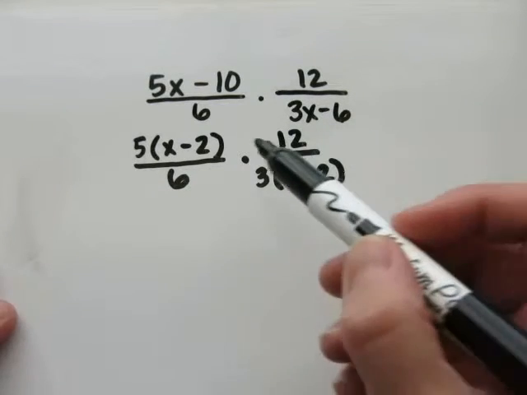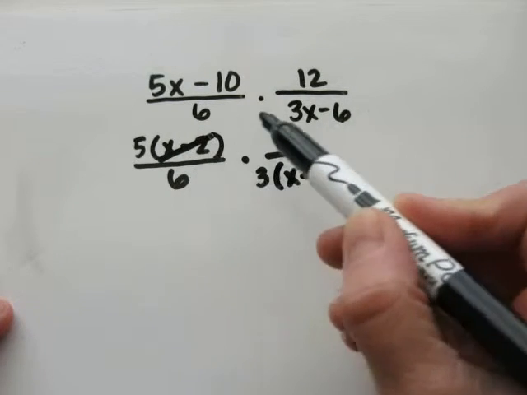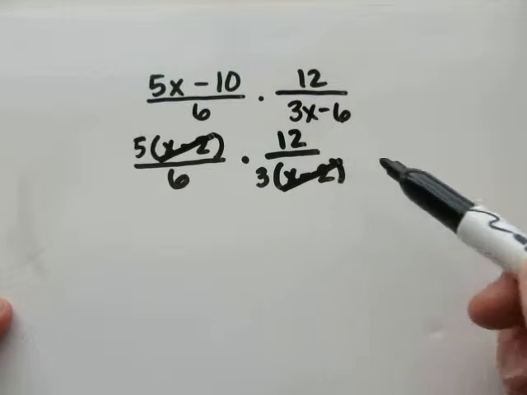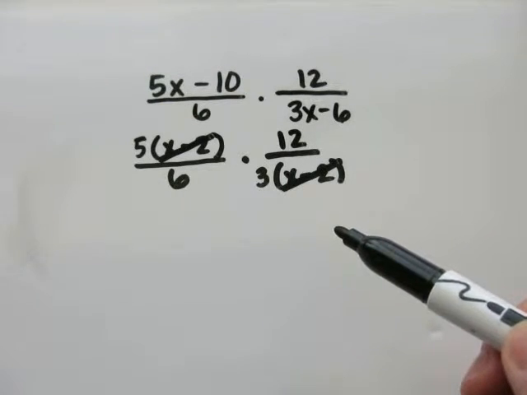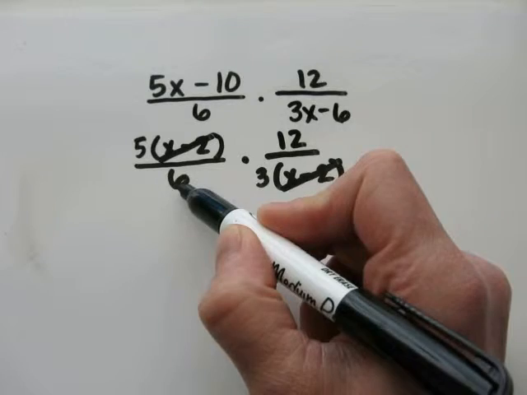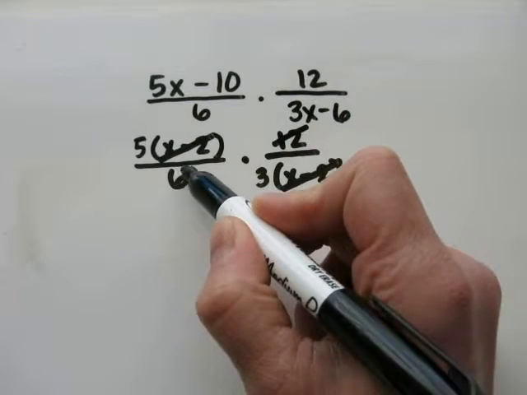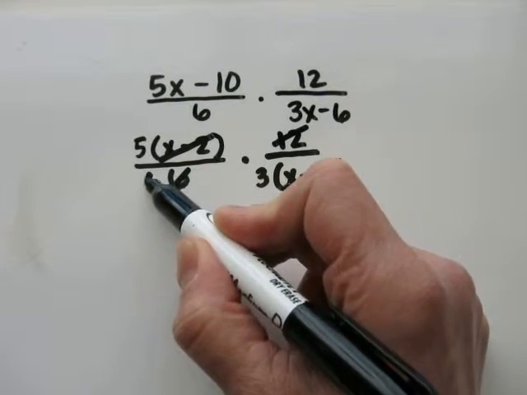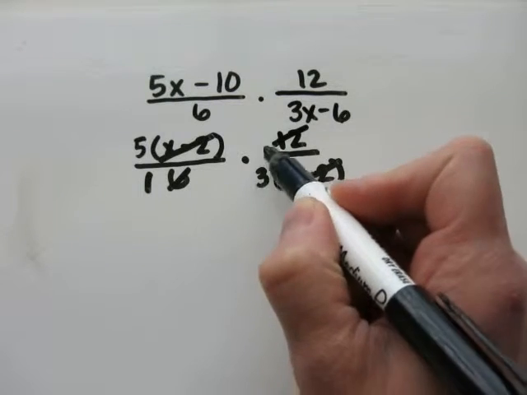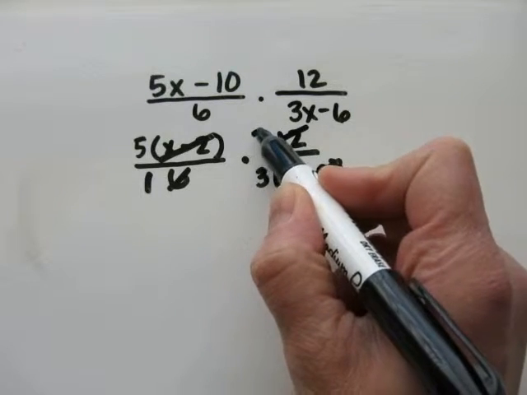Now let's cancel, since we have the x minus 2 in the numerator and denominator. 12 is a multiple of 6, so we can cancel this out. 6 divided by 6 is 1. 12 divided by 6 is 2.